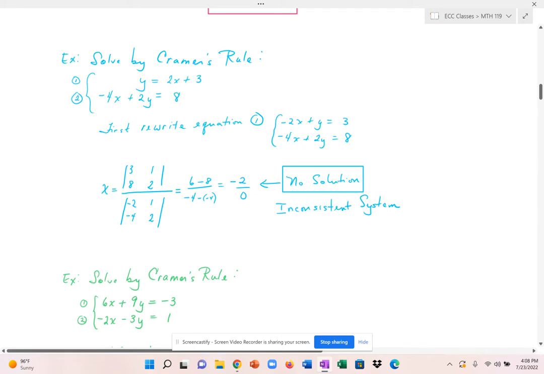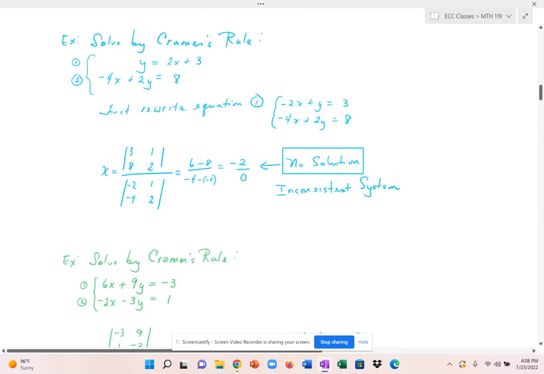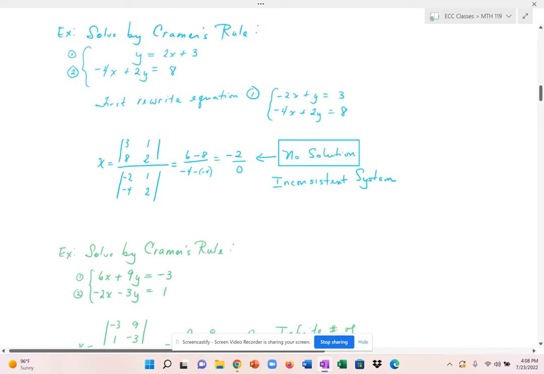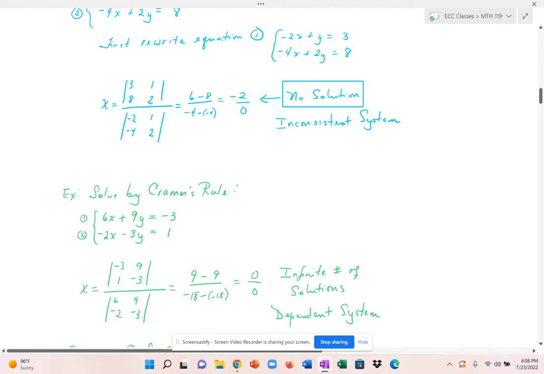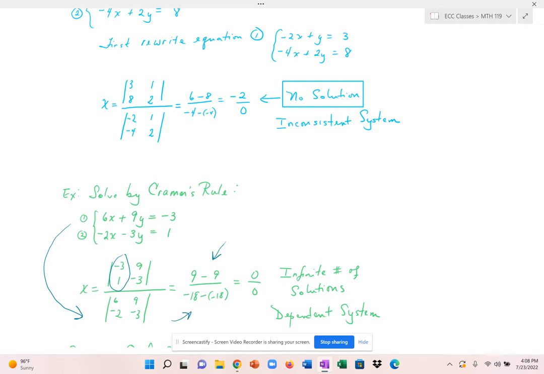So here's another one that we're going to solve by Cramer's rule. So I have 6x plus 9y equals negative 3, and negative 2x minus 3y equals positive 1. So this is already in the right format. So I just pick up the coefficients of x and y that goes into the denominator, and the first column gets replaced with those constants. Otherwise, the second column should look the same as the denominator. So when I cross multiply, I end up with 9 minus 9, and I get negative 18 minus negative 18.